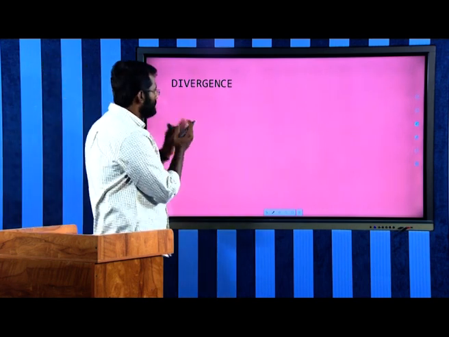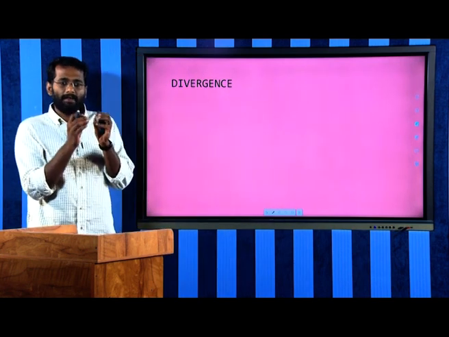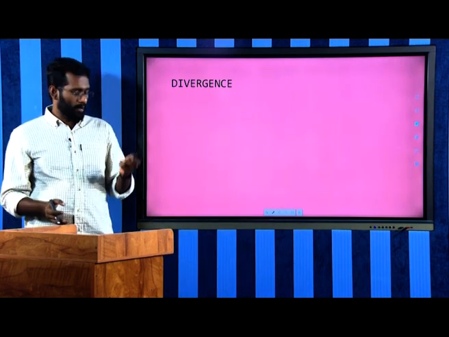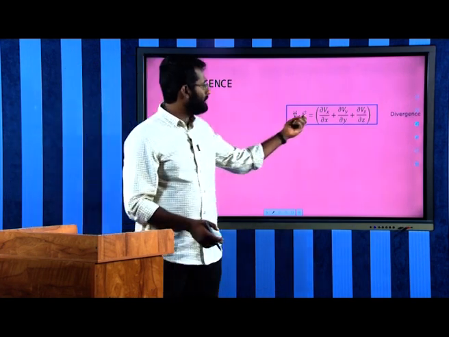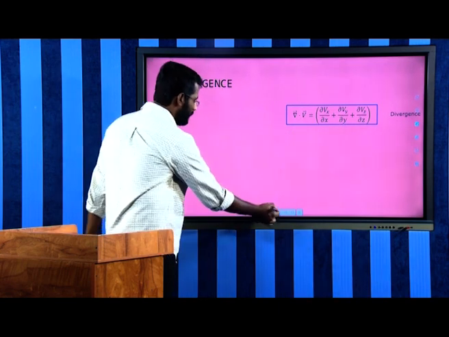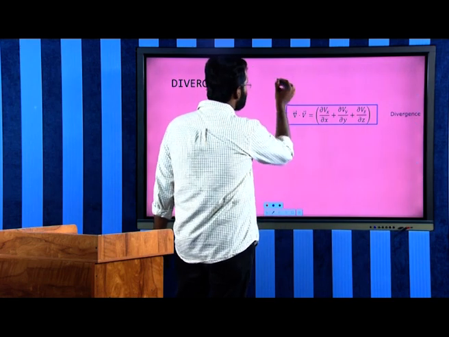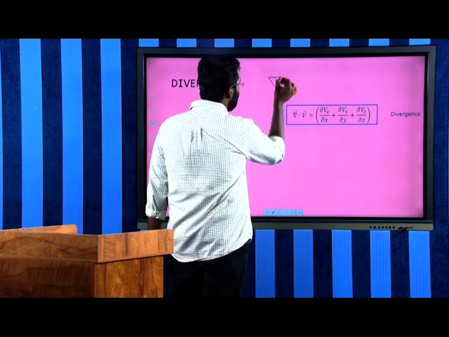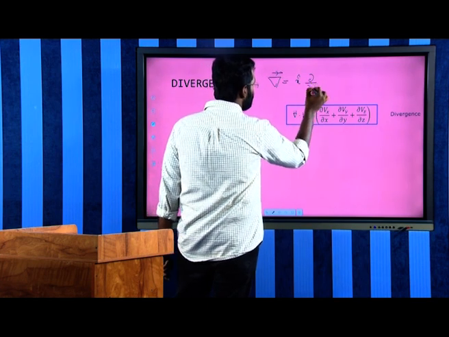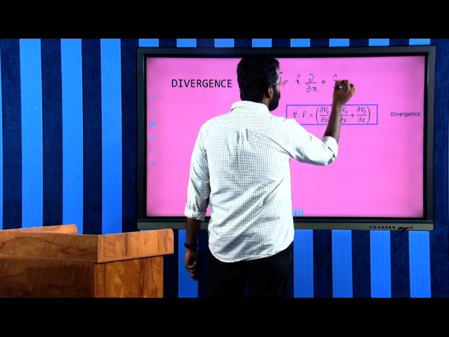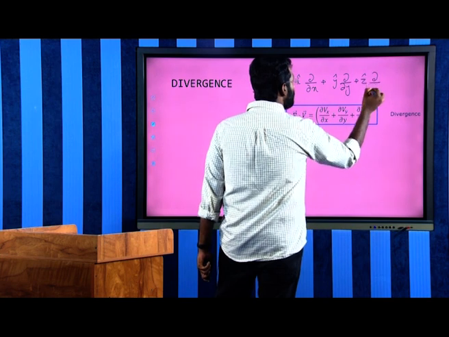So, as the name suggests, it is a measure of divergence. That means, how much a particular vector diverges out from a point. Here, the expression for this is del dot v. Now, let us see how we got that expression. Now, we know the expression for del. So, del is equal to x cap into dou by dou x plus y cap into dou by dou y plus z cap into dou by dou z.